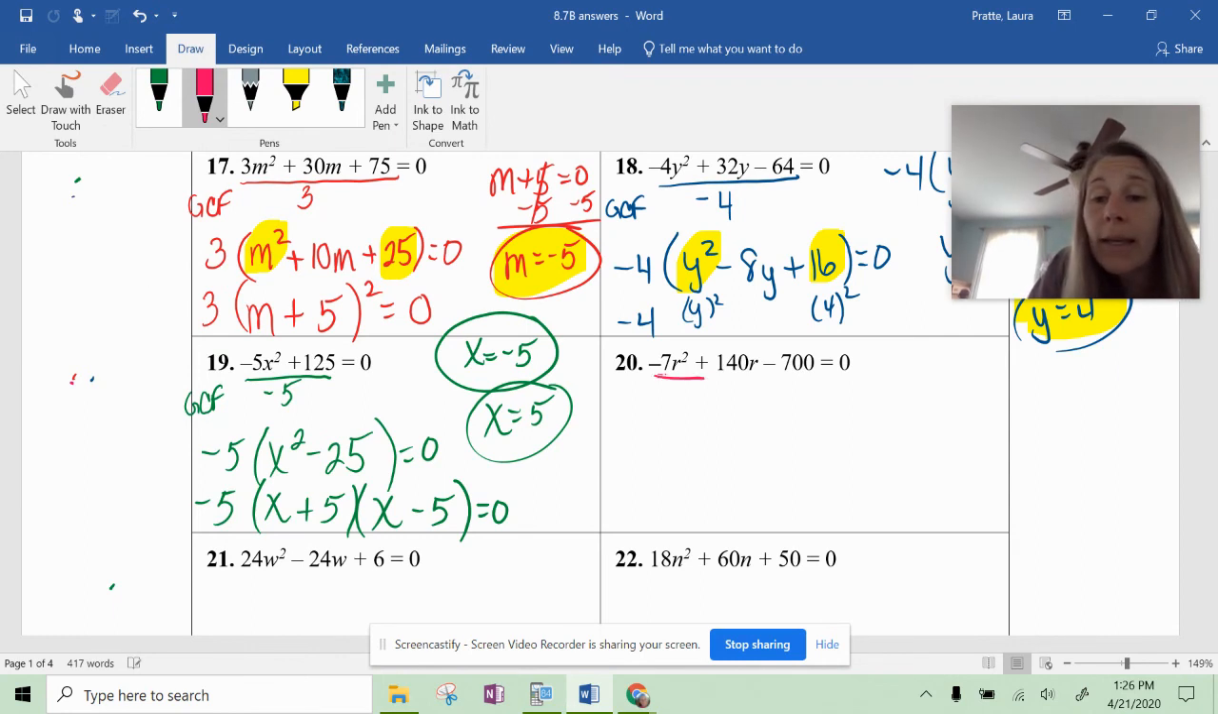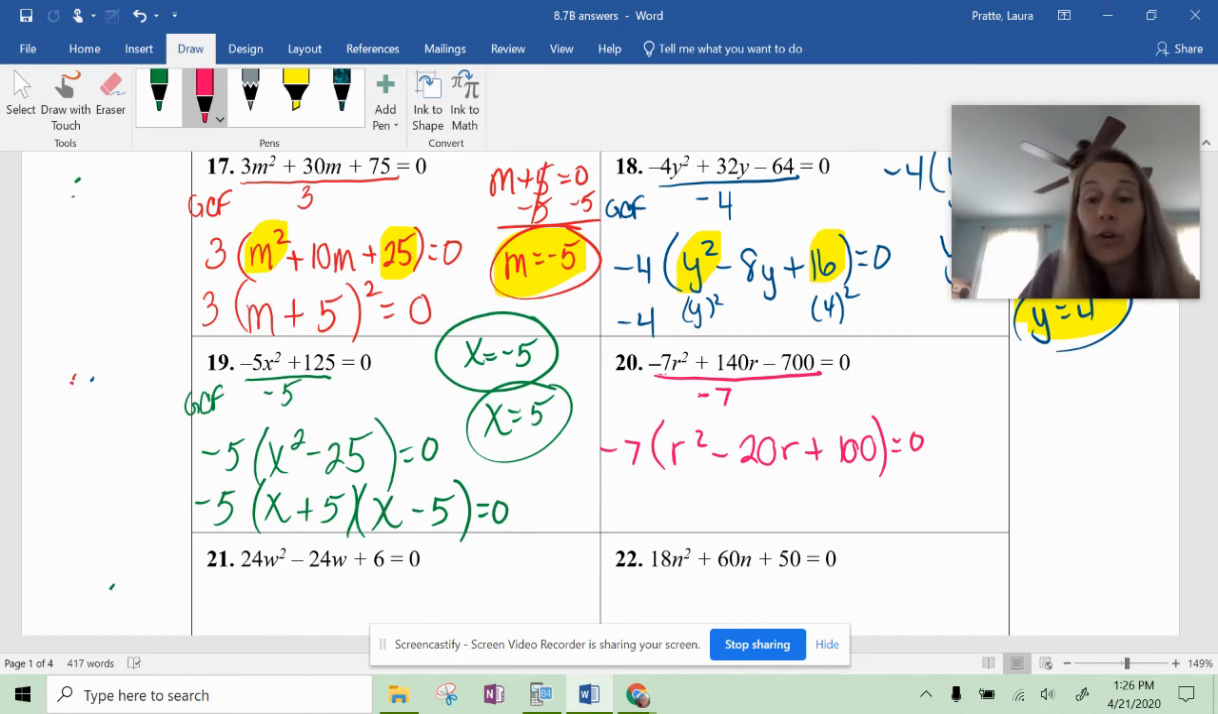Okay, number 20, again, we're going to divide this one out by a GCF of -7. That's going to leave us with positive r squared minus, I believe that's a 20r, plus a 100. Now at this point, r squared and 100 are both perfect squares. So in my parentheses, I'm going to have an r and just a 10, because 10 times 10 is 100, and then that sign right there is the negative, so I have to put in the r minus 10.